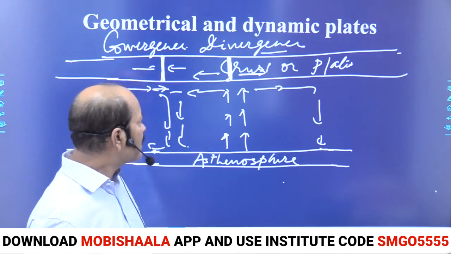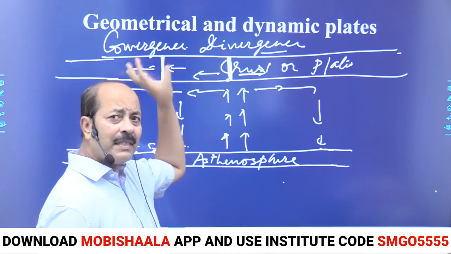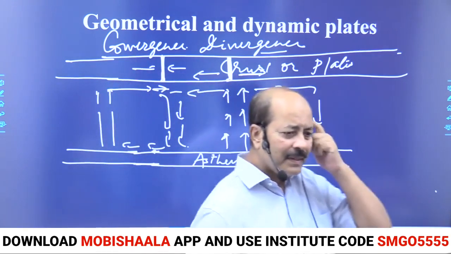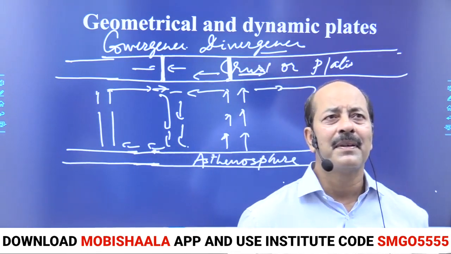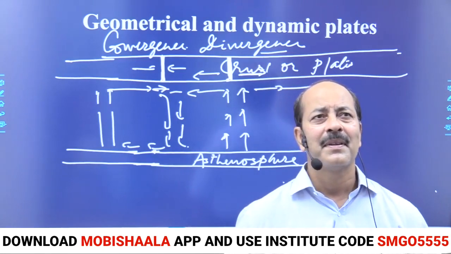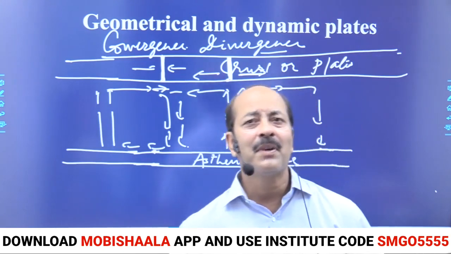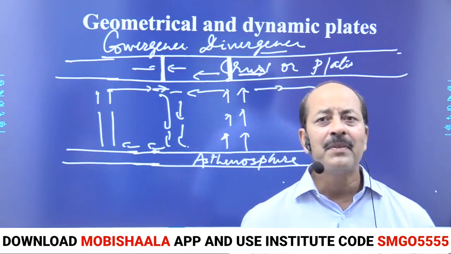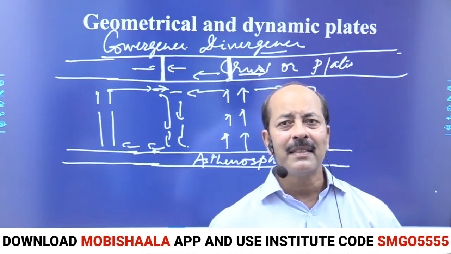Named as tectonics. There can be divergence, convergence, or parallel movement, due to convectional current.